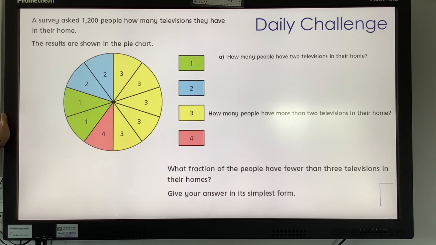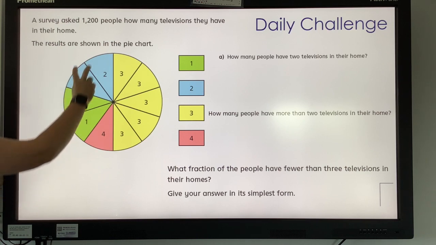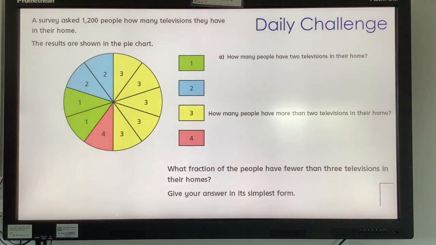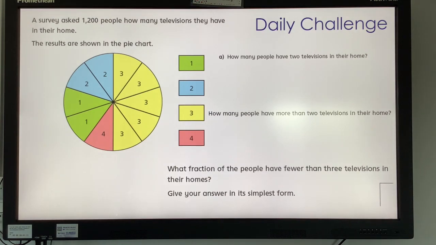So how many children have 2 televisions in their home? How many children have more than 2 televisions in their home? What fraction of people have fewer than 3 televisions in their home? Give your answer in its simplest form. So you know that you've got 1,200 people. Now have a look, how many parts have you got? So how much is each part representing? So then see if you can work out your questions. I will go through the answers in a minute.